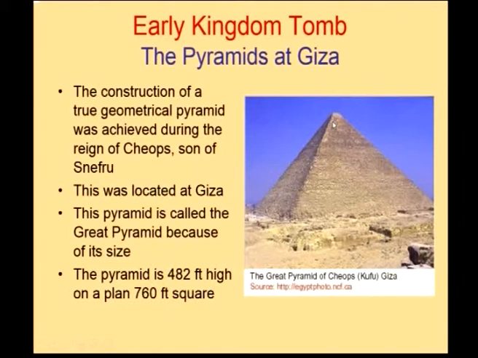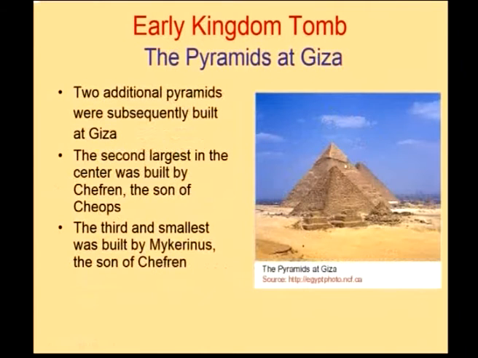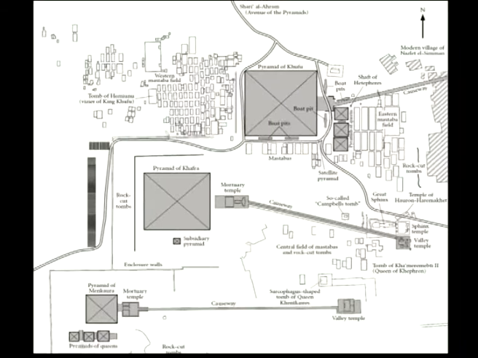Giza. It is known for its monumental structure, which is why it is called the Great Pyramid. It has a height of 482 feet and a plan of 760 feet square. There were 2 additional pyramids built after the pyramid of Cheops. One was built by a son of Cheops, Chephren, and another one by Mycerinus, son of Chephren. All 3 pyramids are part of a big complex called the Pyramids of Giza.